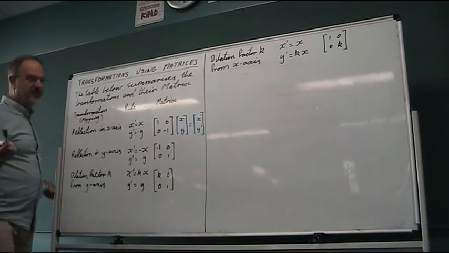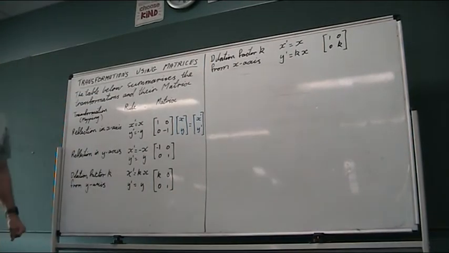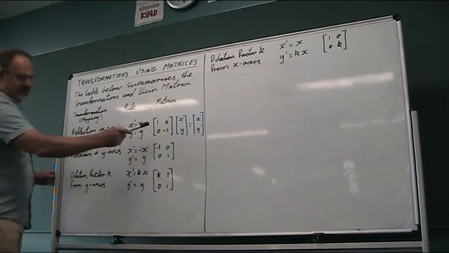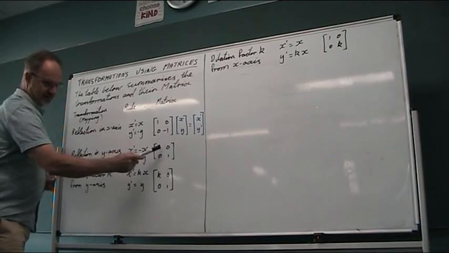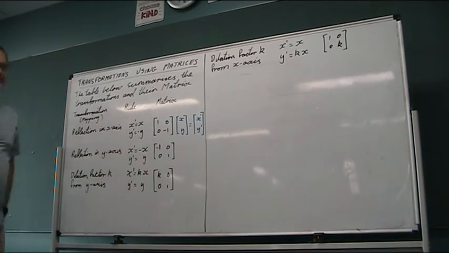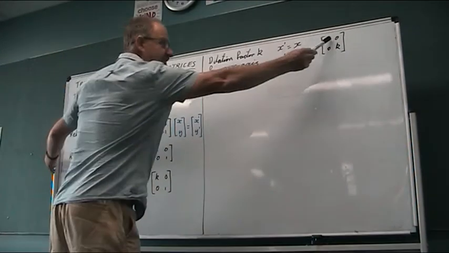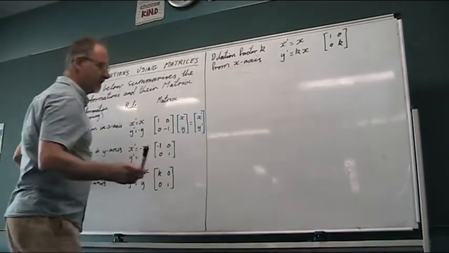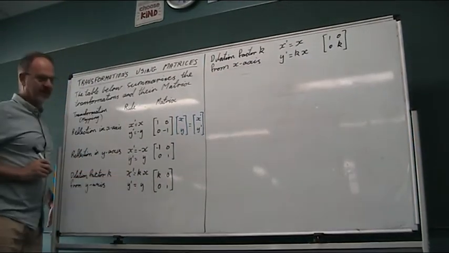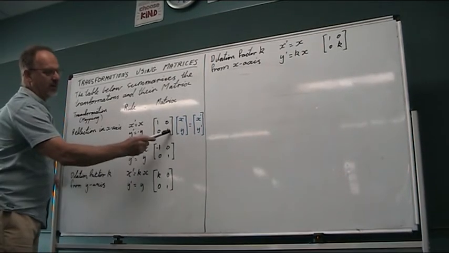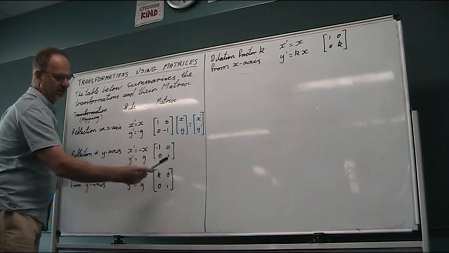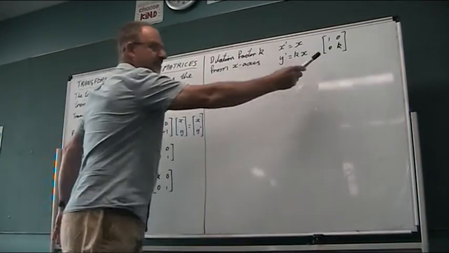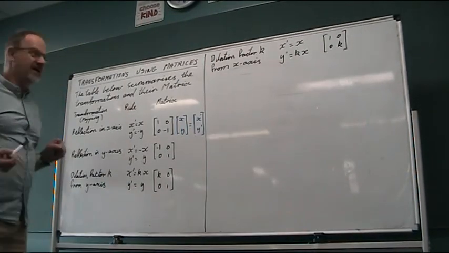Hopefully you notice a little bit of a pattern. Anything that's affecting the x, it's this number up here. If the x doesn't change, it's a 1. If the x changes in some way, it's something else. And things that change the y are the ones down here for these transformations.